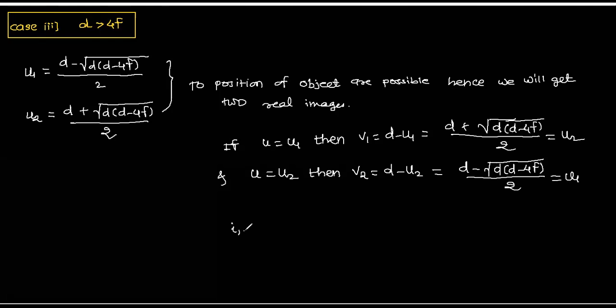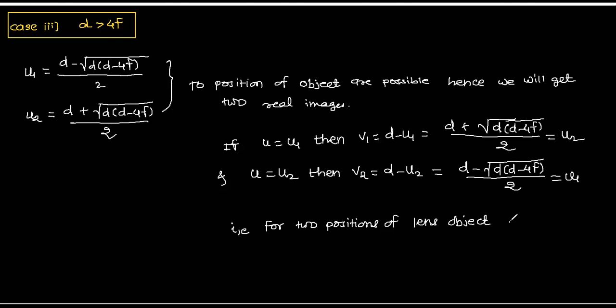So for the two positions of the lens, object and image distances are interchangeable. Object and image distances are interchangeable. I will show you this figure.